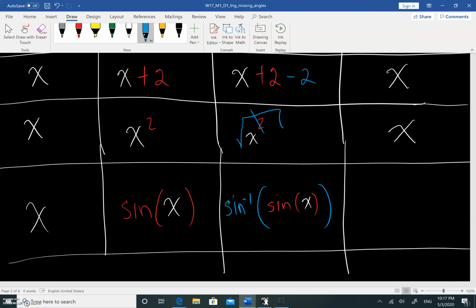And this would give us what? Remember, what does an inverse function do? What should you get at the end?